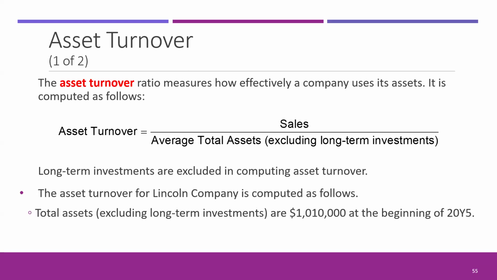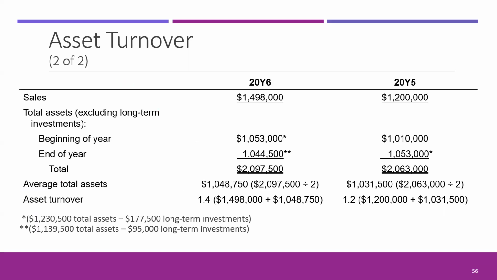There's two ways to interpret it. It's how efficiently are they using the assets they have? And if we invest more assets, for example, this company has an asset turnover ratio of 1.4. So if they get another dollar in assets, they could generate another $1.40 in sales, is how we could look at this.